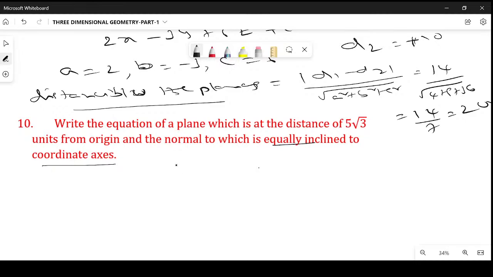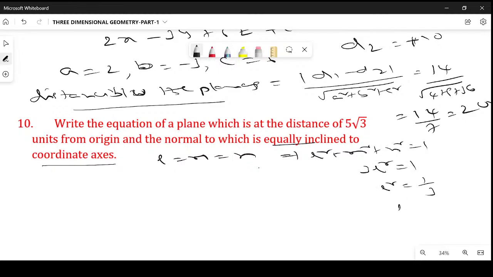Correct. So always we will get the values here. The normal being equally inclined to the coordinate axes means the direction cosines are l equal to m equal to n. We know that l square plus m square plus n square is equal to 1. You will get 3l square is equal to 1. l square is equal to 1 by 3. l equals plus or minus 1 by root 3. All are equal. Suppose I consider one side: l is equal to m is equal to n is equal to 1 by root 3.